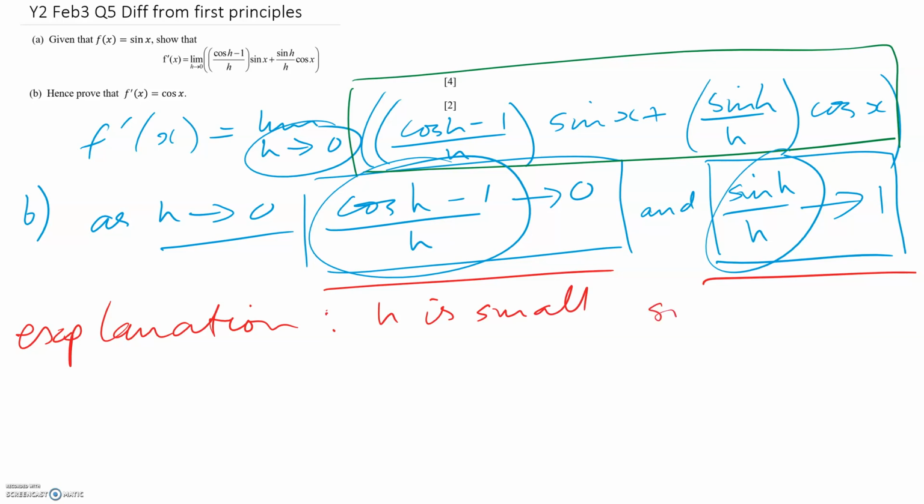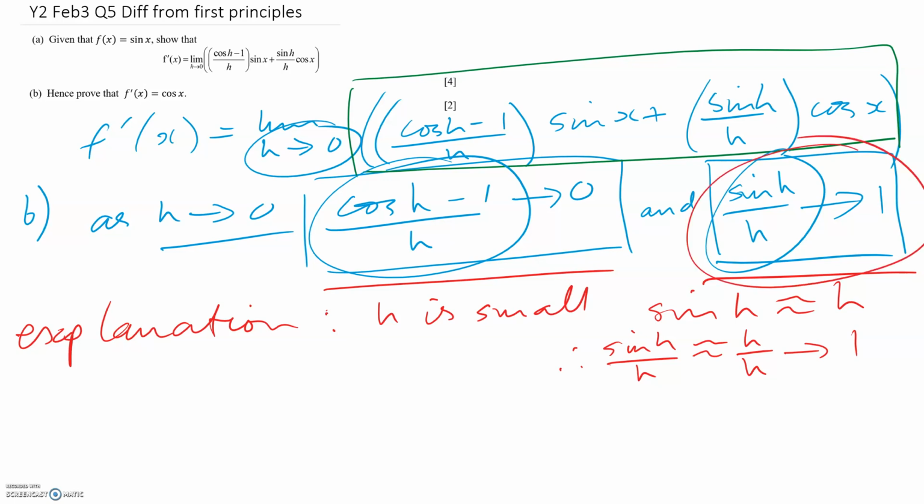You're told that sine h approximately equals h, and for that reason, that means sine h over h approximately equals h over h, which will obviously tend towards 1. h divided by h is well, it is going to be 1, isn't it? So that explains this one here.